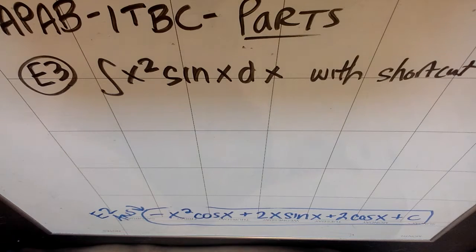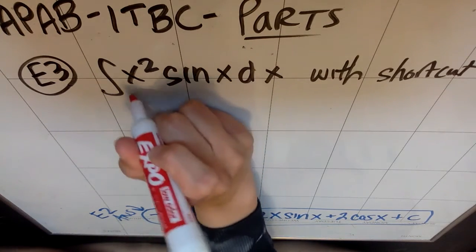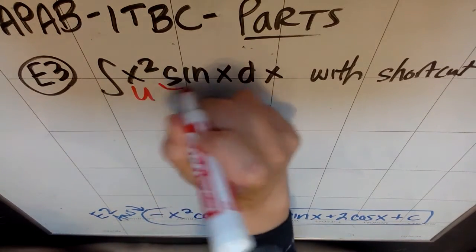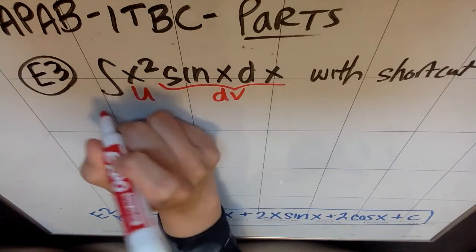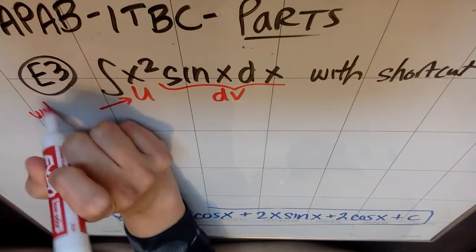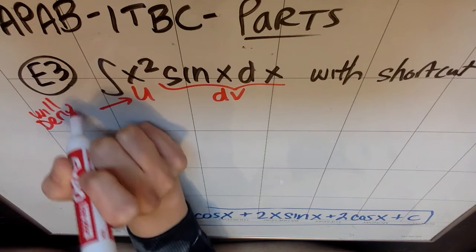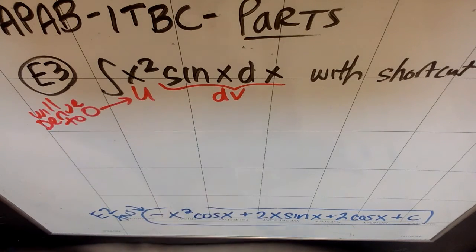But we already know that this is my u from the last problem, right? And we know that this is my dv. So in this case, my u, x squared, will derive to 0 eventually, right? And not even way down the road. If you derive x squared a couple times, boom, it's gone. So here's the cool trick that you can use if you have this opportunity.